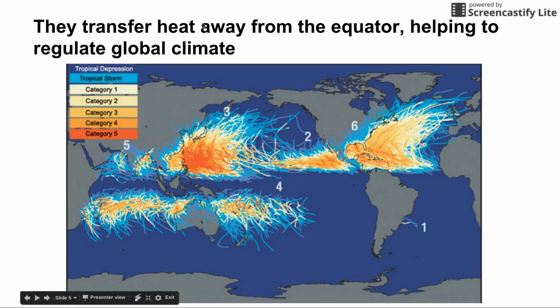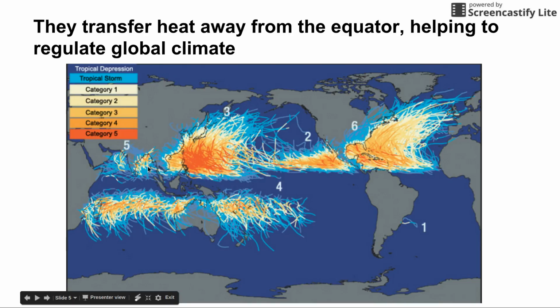So hurricanes transfer heat away from the equator, and they help to keep the planet kind of at a stable temperature. So when it gets really hot near the equator, hurricanes will basically try to take that heat away from the equator towards the poles.